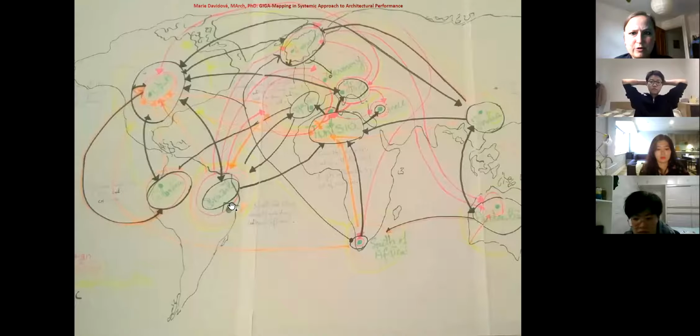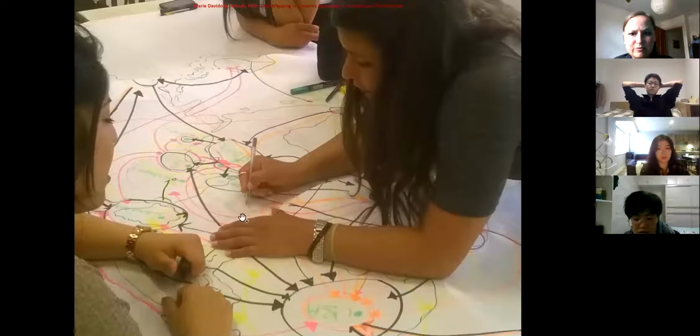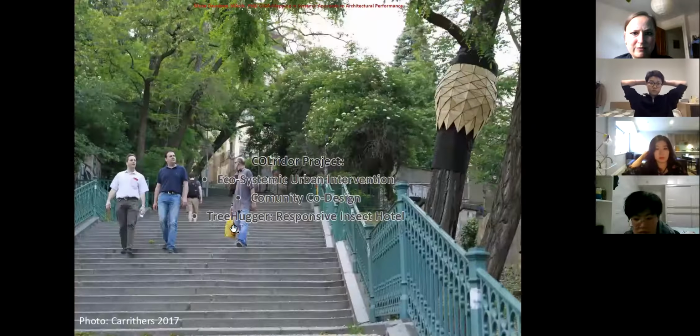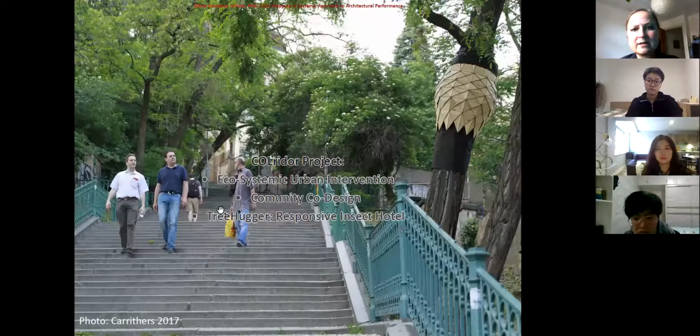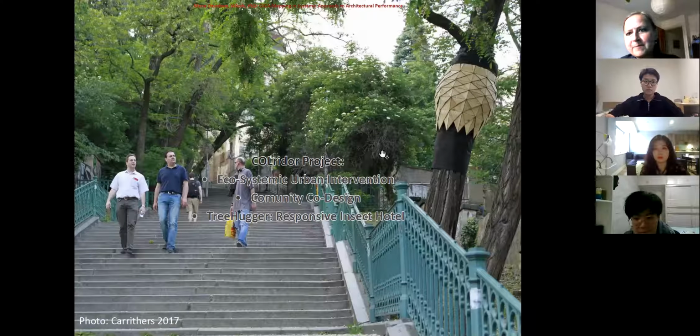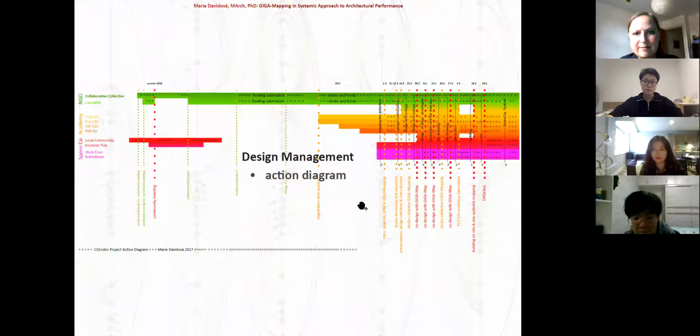These were just fast, short workshops where the students were relating different fields of interest. This would be already a bit larger project called Corridor, where we were working on ecosystemic urban intervention, and that has been co-designed with the community. The thing you see here, the weird pineapple sort of, is called Tree Hugger, and it is an insect hotel that is generating diverse climates for diverse species, so you gain a better biodiversity within the urban environment.